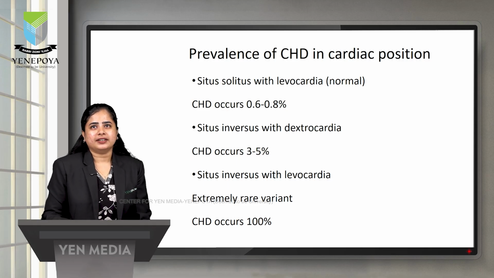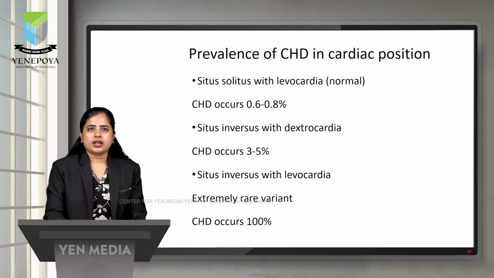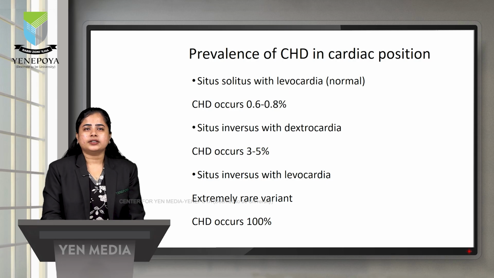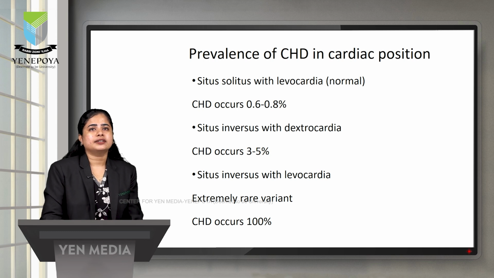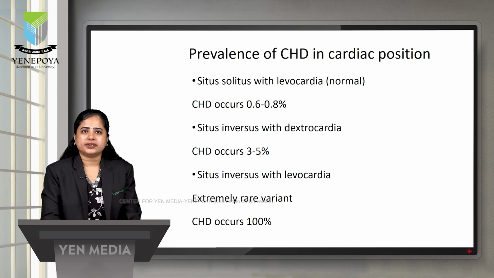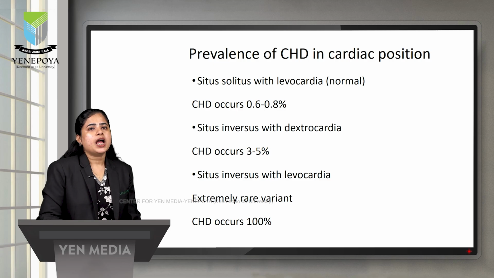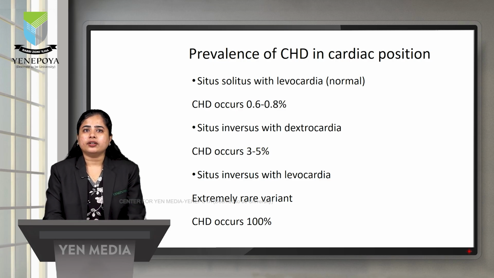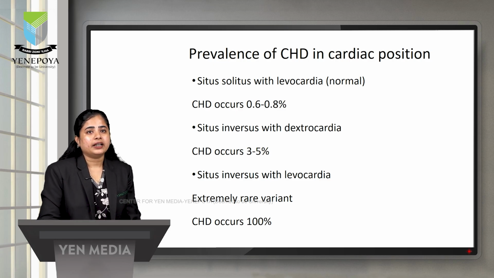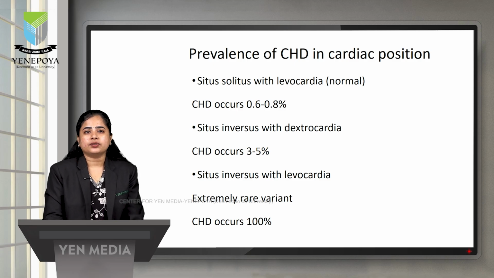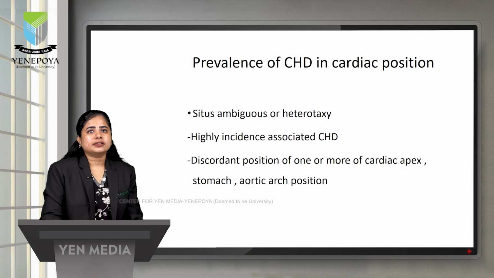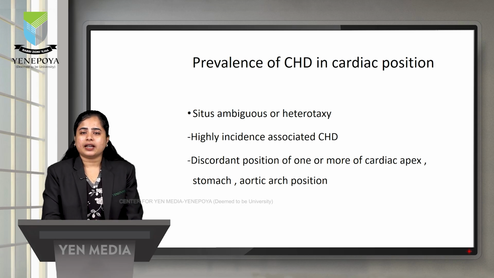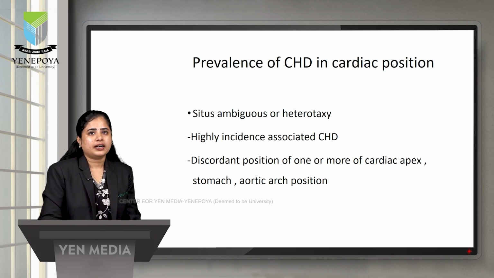Prevalence of congenital heart disease in cardiac position. Situs solitus with levocardia is usually not associated with much congenital heart disease, whereas situs inversus with dextrocardia is associated with around 3 to 5% of congenital heart disease. And situs inversus with levocardia is an extremely rare variant where we can suspect a congenital heart disease 100%. Situs ambiguous or heterotaxy syndrome also has a high incidence of congenital heart disease.